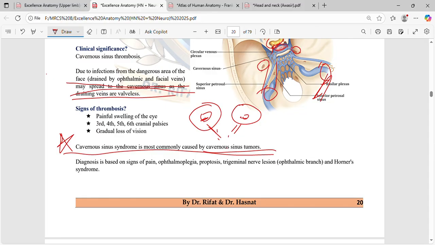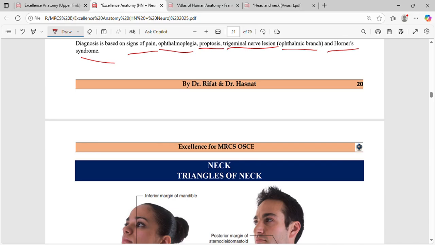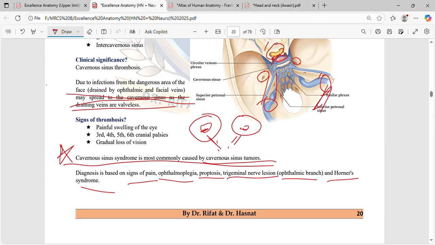Diagnosis is based on signs and pain. If a person has a painful eye, ophthalmoplegia, ptosis, trigeminal nerve lesion of the ophthalmic branch, and Horner syndrome, always suspect cavernous sinus thrombosis. So this is all about the cavernous sinus.